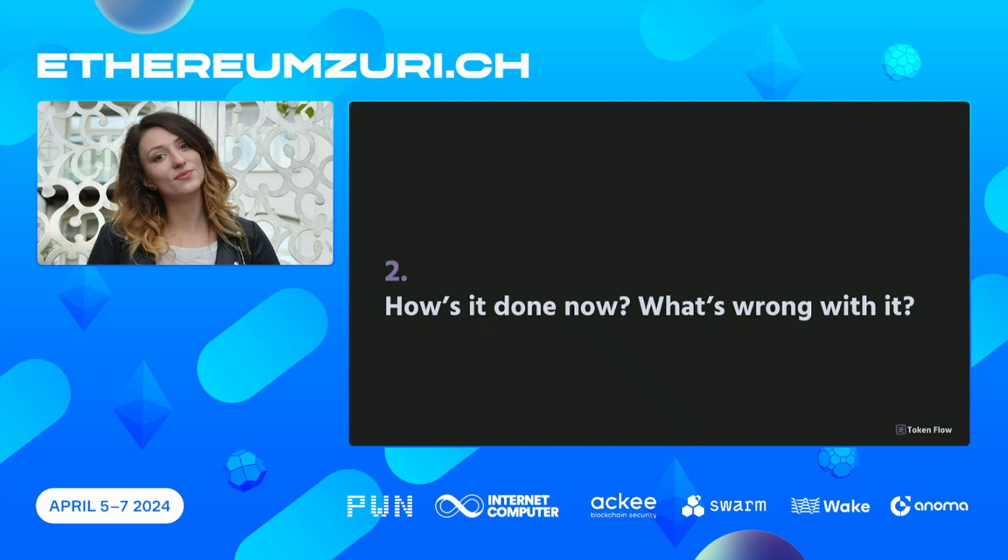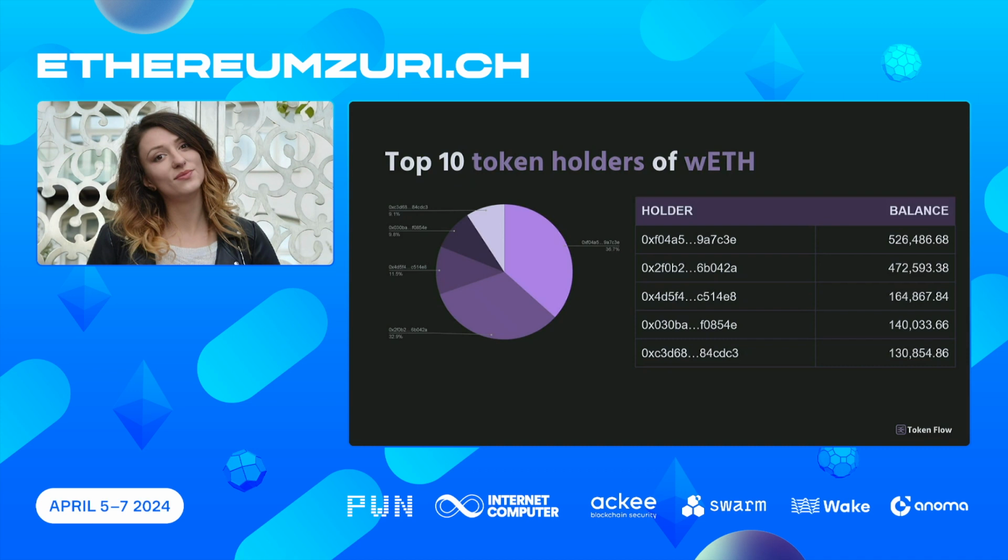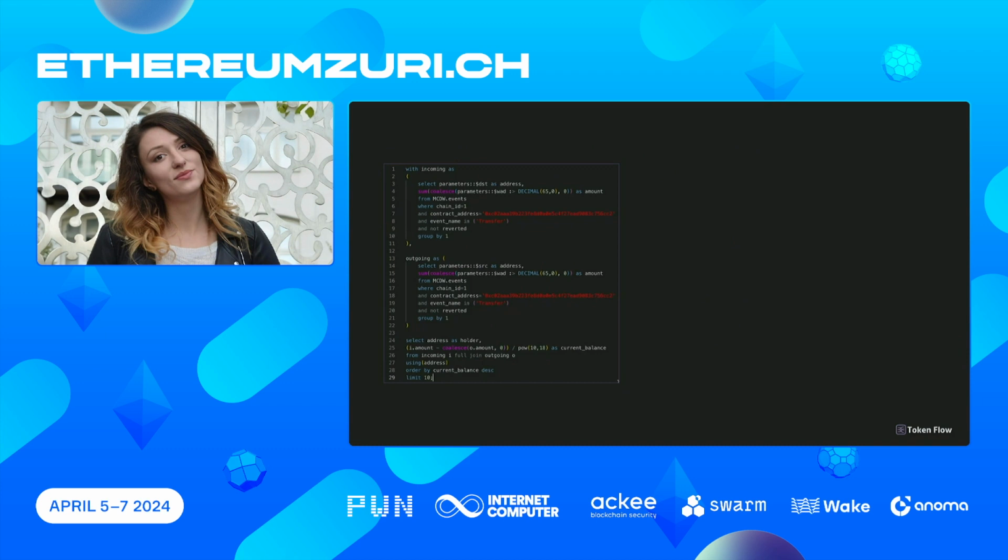So let's look a bit at how things are done today and what's wrong with it. I'm going to take an example of wrapped ether, a very simple smart contract. How many of you have seen smart contracts before, given that this is a more technical room? OK, nice. How many of you have used SQL before? OK, so here what we're looking at is the top 5 WETH holders, pretty addresses, numbers. You can see that the first one has over 500,000. And this data would be done with this SQL query.